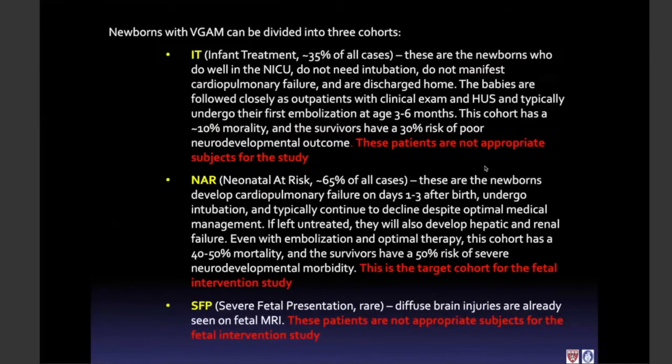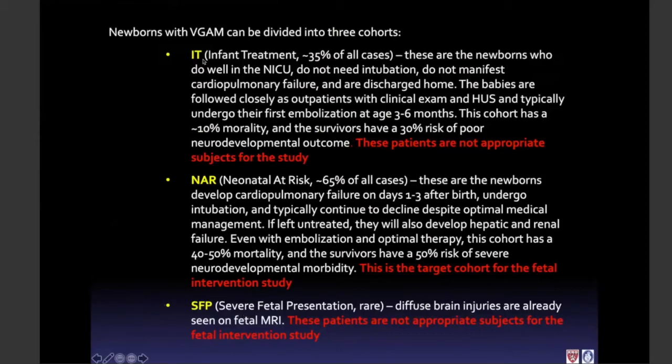So the first order of business would be to identify an appropriate cohort, and you can split all the fetuses with vein of Galen malformation into 3. At the bottom, we'll start with the severe fetal presentation. Those are the rare cases where you already see diffuse brain injuries in utero. That turns out to be quite rare, but that would not be an appropriate cohort for fetal intervention. They're already beyond salvage. Those kids, when they're born, typically do not even survive with standard of care neonatal embolization. And if they do survive, they're tremendously impaired with basically unremitting seizures and no significant development to speak of.